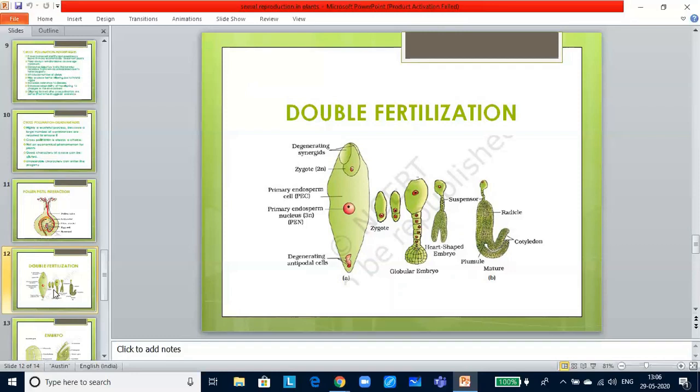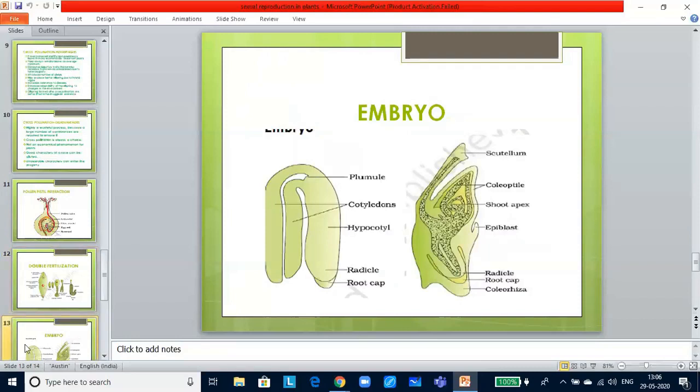Since two types of fusion occur, syngamy and triple fusion, in the embryo sac, this kind of fertilization is also called double fertilization, and this was first discovered by Navashin. Now, the central cell after triple fusion becomes the primary endosperm cell and develops into endosperm, while the zygote will develop into the embryo. Now, this is the structure of the embryo. You look at the embryo in both monocots and dicots.